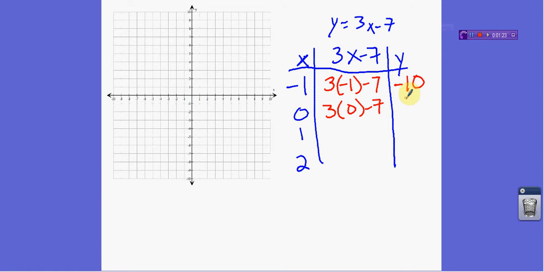3 times 0 is 0. Minus 7 is -7. I'm going to put in 1. 3 times 1 is 3. Take away 7 is -4.